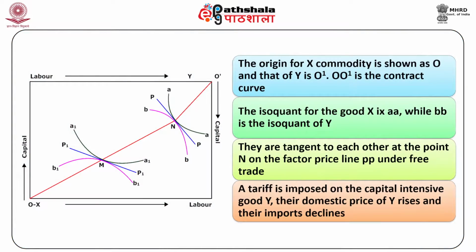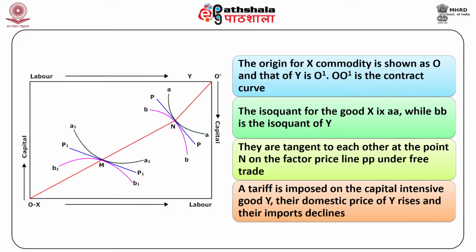Explanation. Based on these assumptions, the effect of imposition of tariff by the home country on income distribution is illustrated in the Edgeworth Box Diagram, where labor is measured along horizontal axis and capital along vertical axis. Dimensions of the Edgeworth box measure the total available supply of factors in the home country. It is assumed that the home country exports the labor intensive good X and imports the capital intensive good Y. The origin for X commodity is shown as O and that of Y is O dash. OO dash is the contract curve.